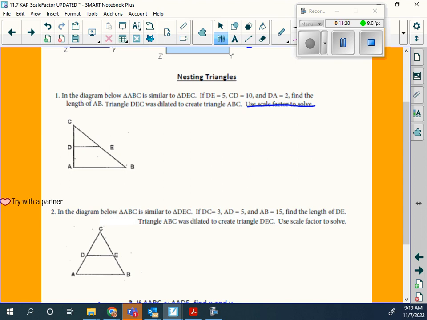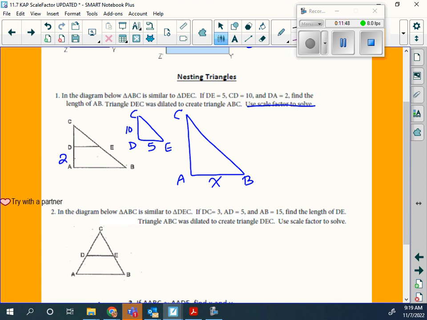So what is our step 1 going to be? Separate them. That's right. C, B, B, C, A, B. Put in our labels. DE is 5. In fact, I'm pretty sure we saw this exact thing, maybe on a warm-up or something. DA is 2, and they want AB. Okay? That's what we're looking for.